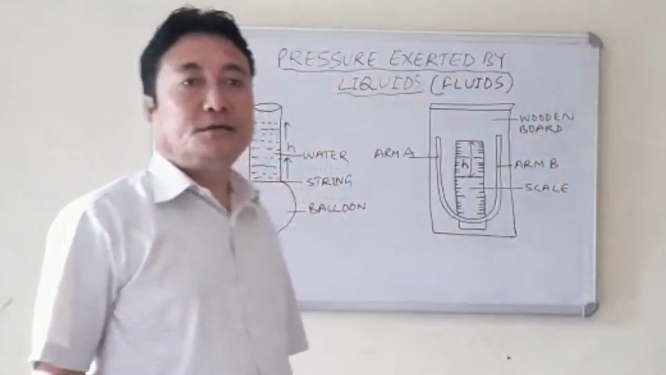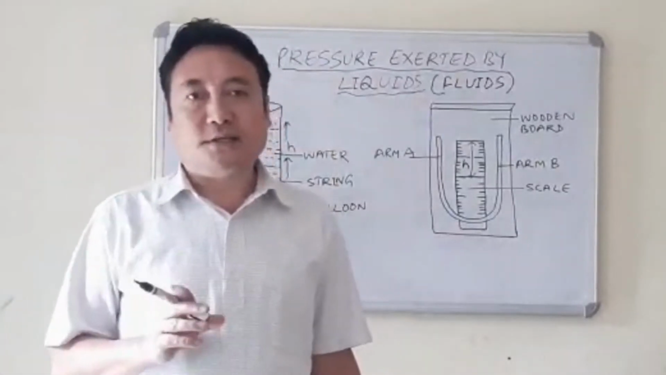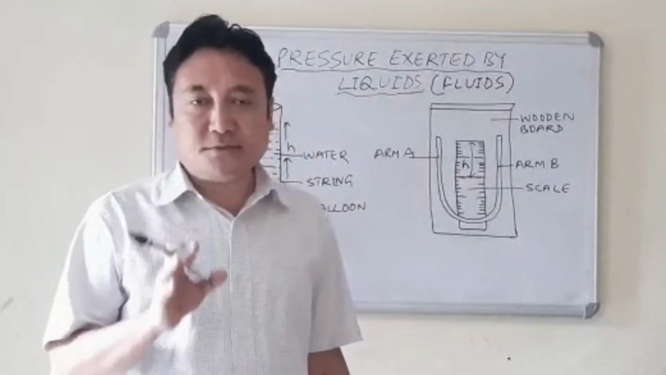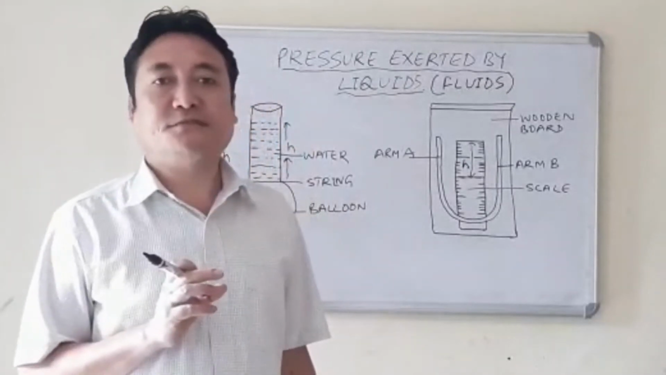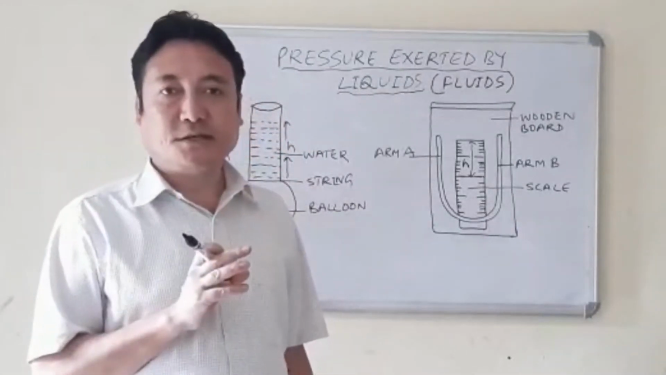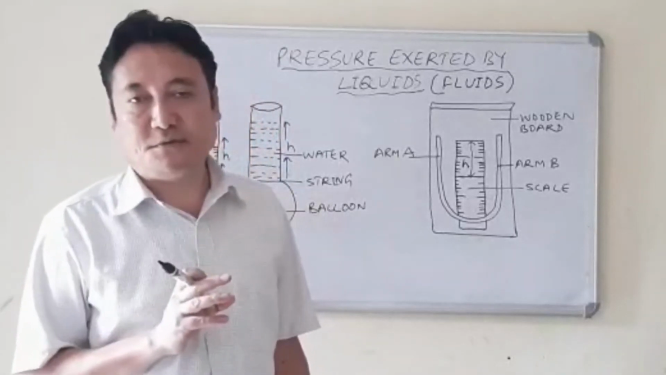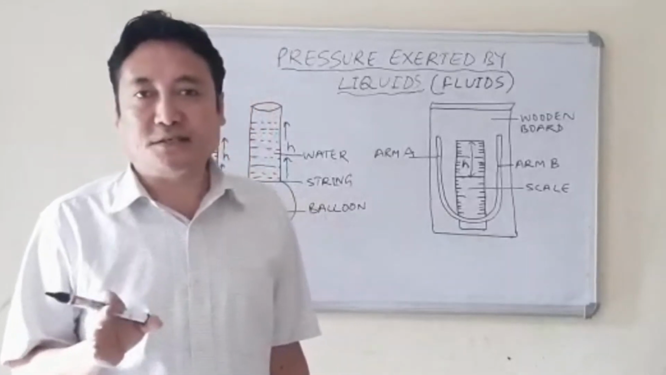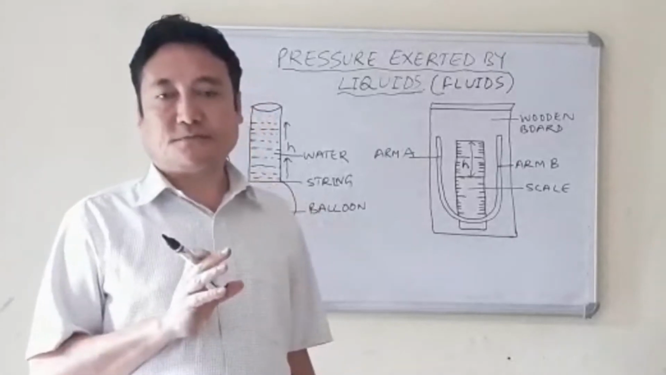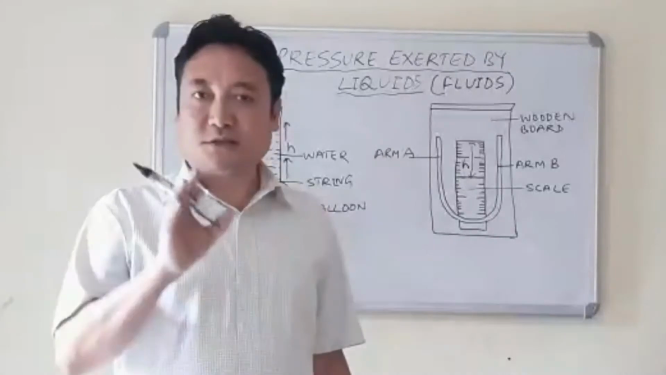Now the next one is the pressure exerted by liquids. Like solids, liquids also exert pressure. Liquids as well as gases are known as fluids. Fluids are substances which can flow. So any substance which can flow is known as a fluid, and therefore liquids and gases are fluids. So the liquid also exerts pressure. They exert pressure in all directions.